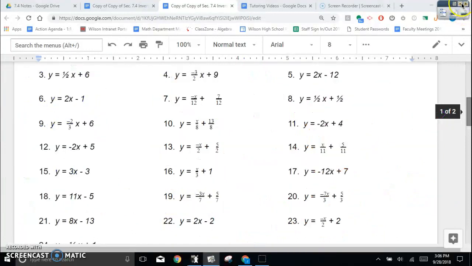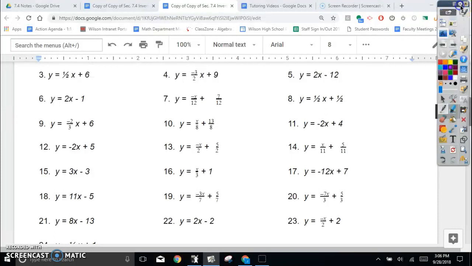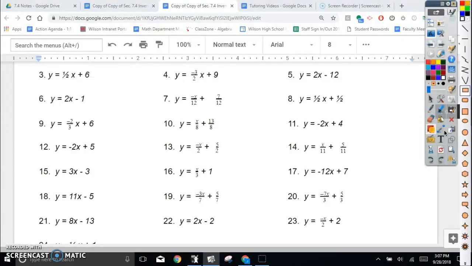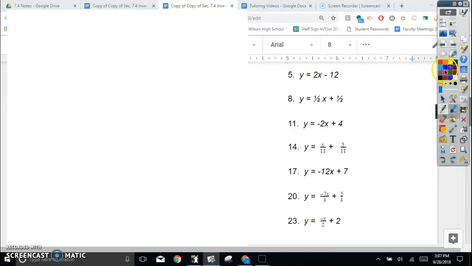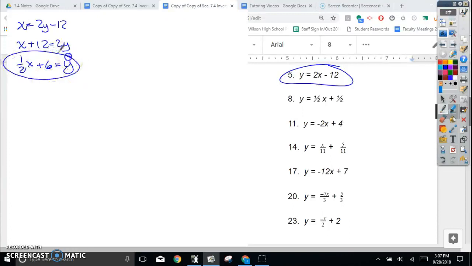All right, last column, which is basically the right side. So let me buy some space again. All right. And now we're going to go through 5 through 23, right down this column here. So first one in 5, switch x and y. So that's x equals 2y minus 12. X plus 12 equals 2y. So this will be a half x plus 6 equals y. Because you divide by 2, divide by 2, divide by 2.